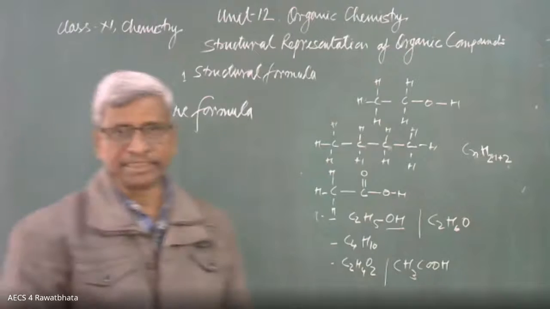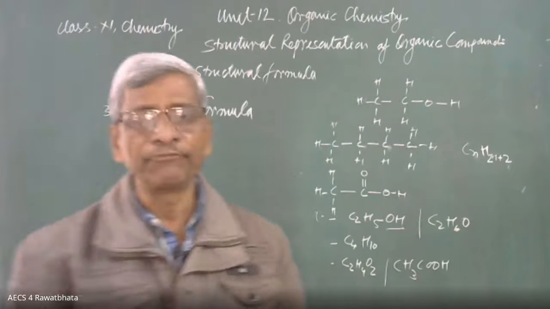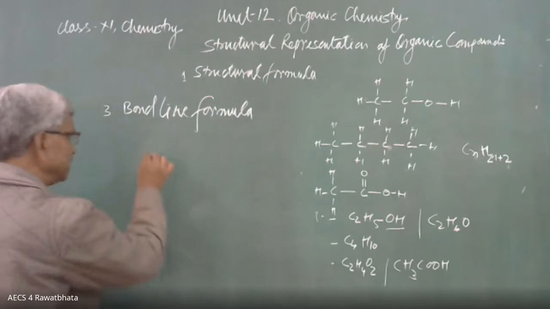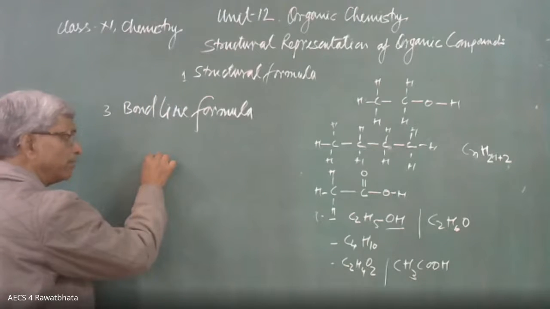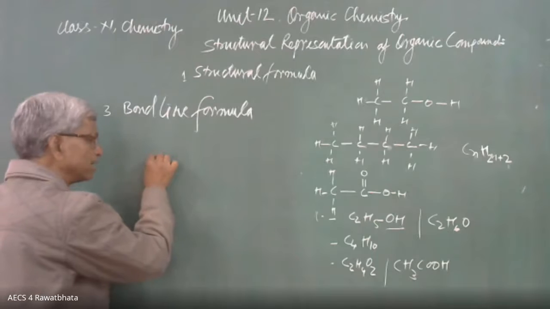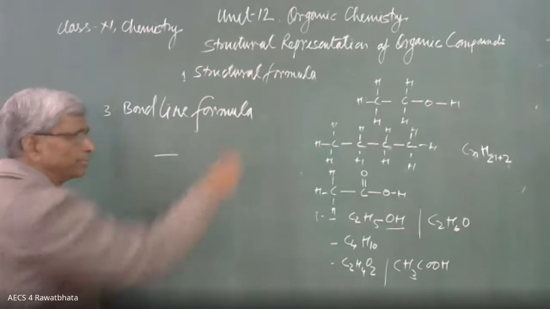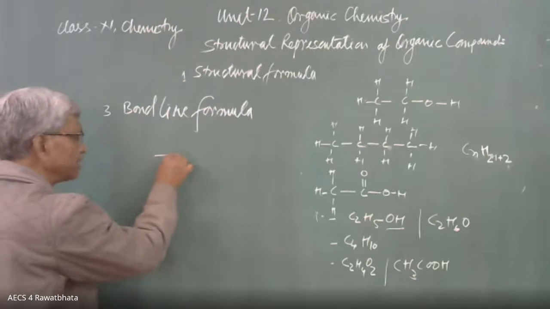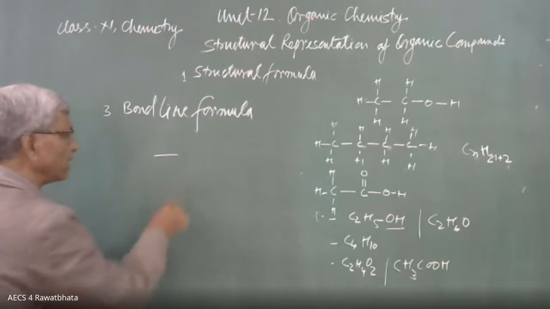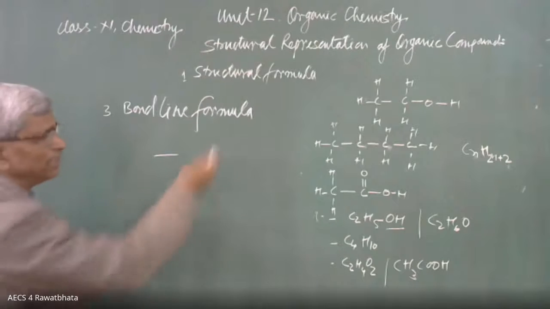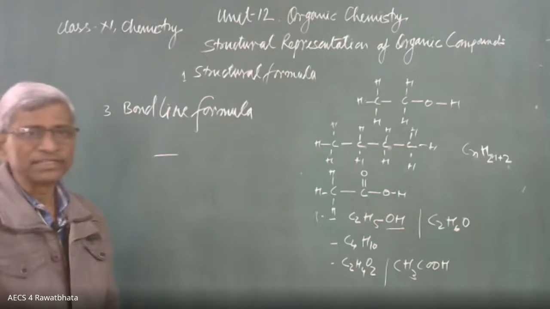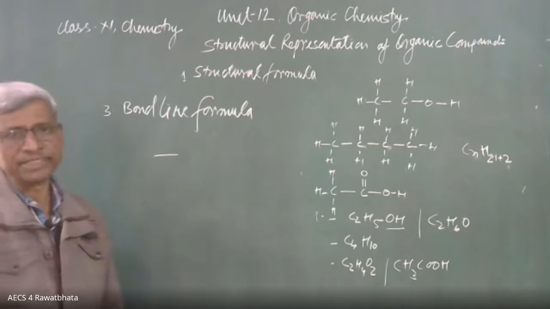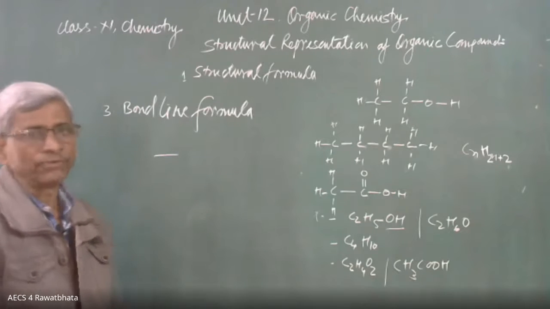Its practice is needed. You have to practice this. Bond line formula, what is that? The bond line formula is like this. Here, this is one carbon, and the second carbon is like this. In the first compound I am writing, there are 2 carbon atoms. Here is one carbon, here is another carbon, and then oxygen, hydrogen. That's why for that compound, the bond line formula is not clear, is not perfect. So such types of compounds are avoided when writing the bond line formula.